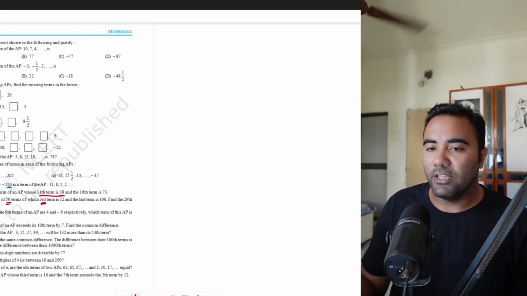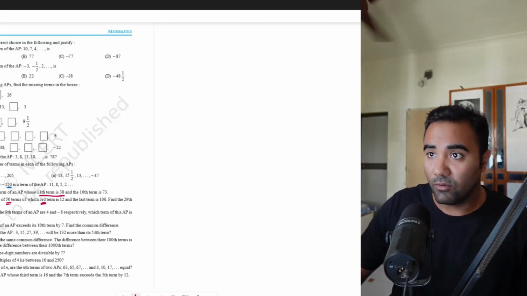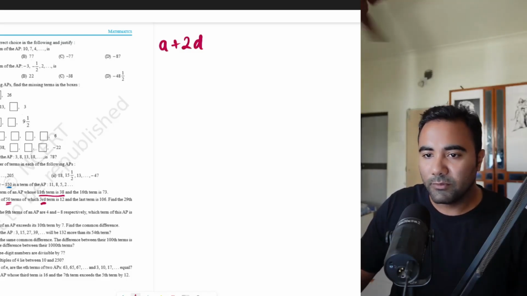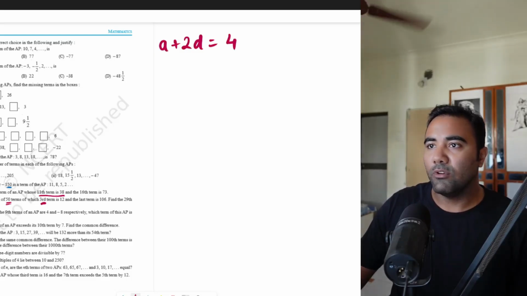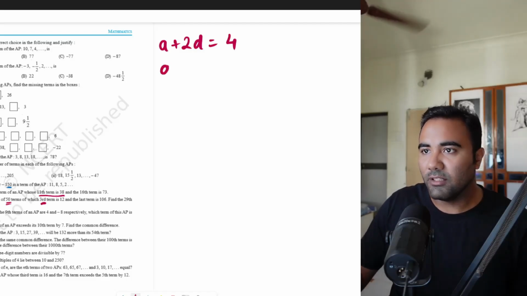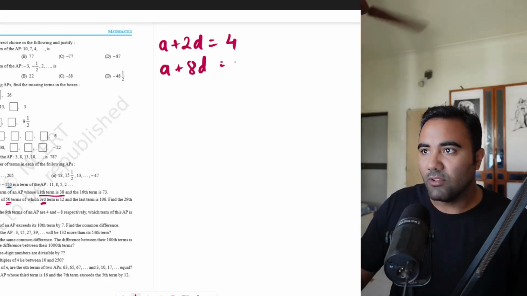If the third and the ninth terms of an AP are 4 and minus 8 respectively, which term of this AP is 0? Let's find out. The third term is a plus 2d, which is 4. A plus 2d is 4, and the ninth term is a plus 8d. So a plus 8d is equal to minus 8.